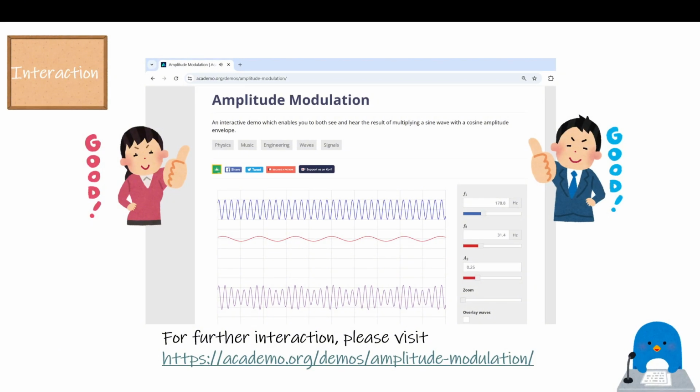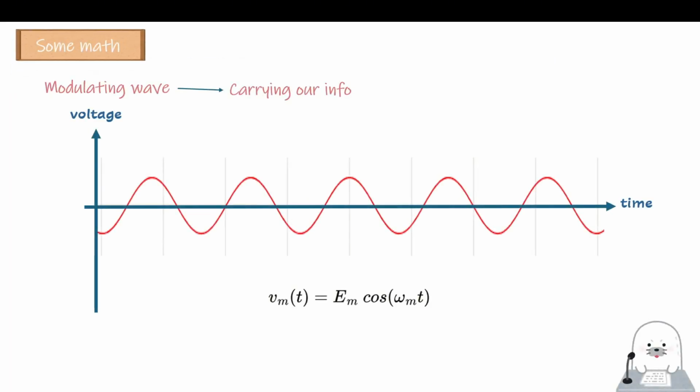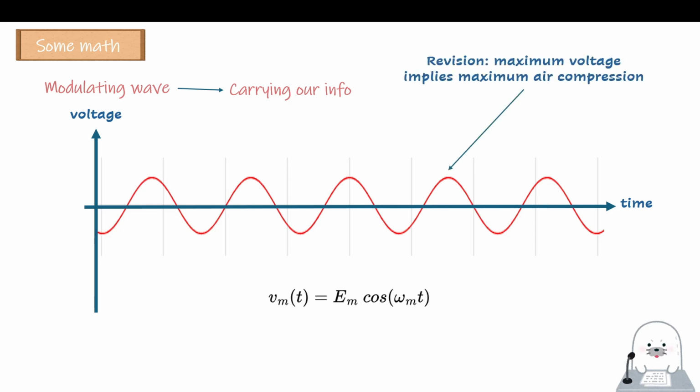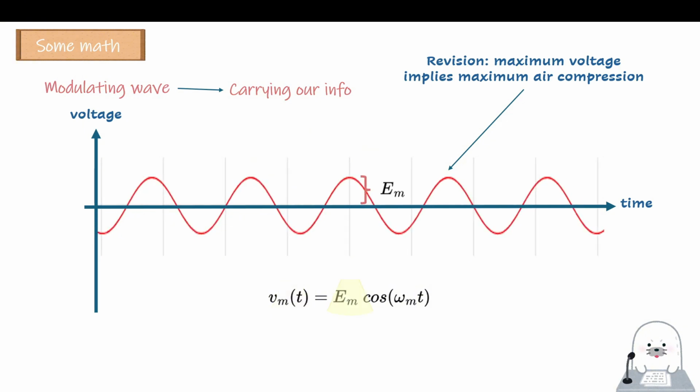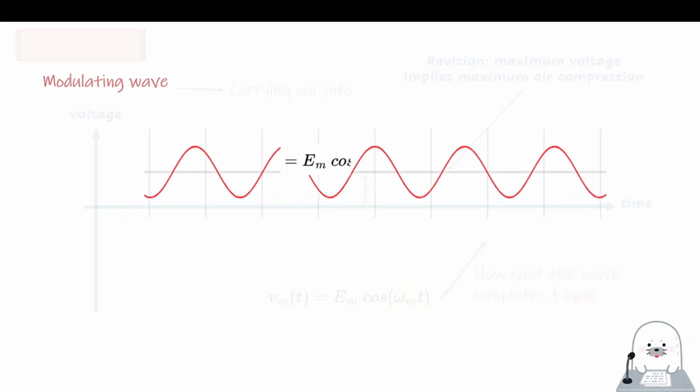Alright, it's time for some math analysis. Let's start with the modulating wave, which carries our voice. In an actual case, the waveform could be very complicated, but we just simplify it as a sinusoidal wave. The peak of the wave represents the maximum air compression. Vm represents the whole signal. Em is the amplitude, which tells us how strong the signal is, and omega m is the angular frequency, which tells us how fast the wave cycles are.